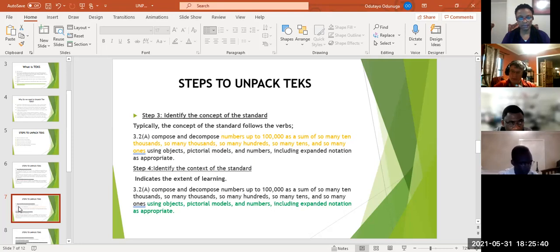As you see on the PowerPoint presentation, the context is coded green. So from our text, it says we're going to be using objects, pictorial models, and numbers, including expanded notation as appropriate. So you are going to need manipulatives to help the student understand. That's one of your process standards, to understand what you're teaching them.